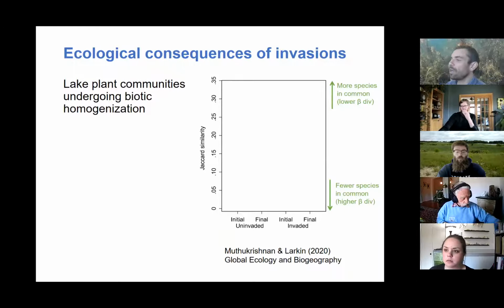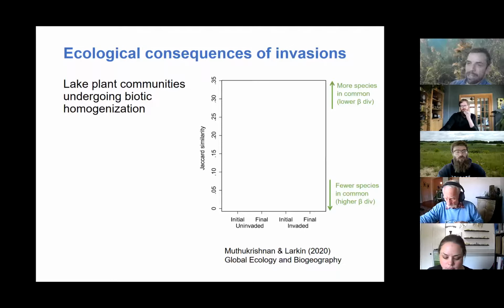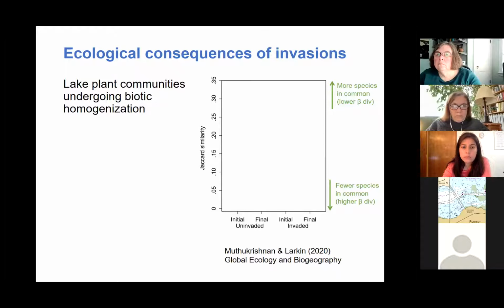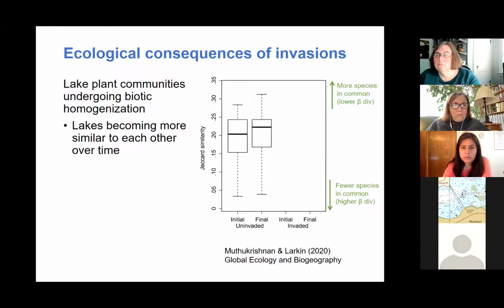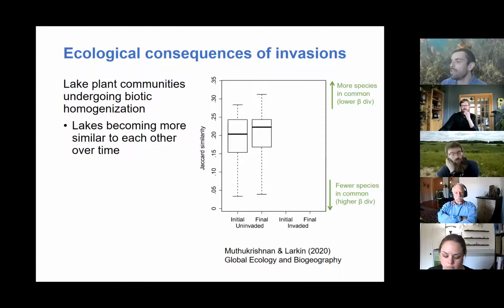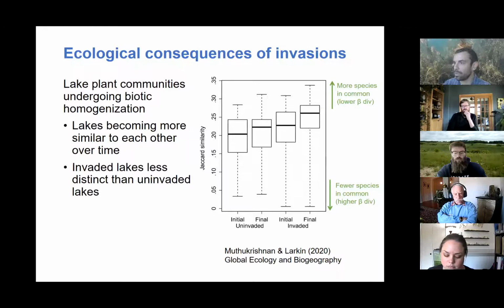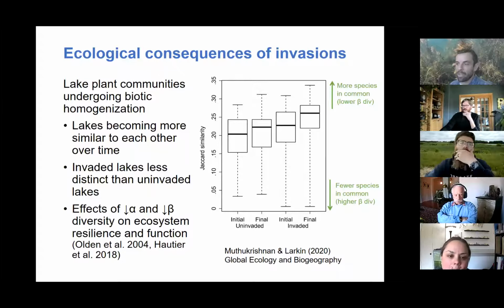So in this plot, I'm going to show these changes in similarity over time using the temporal data. And this is a measure of similarity in community composition. Where there are more species in common, you get higher values. That represents lower beta diversity. Fewer species in common would be lower values. So first off, lakes in general became more similar to each other over time. And this is showing the change for uninvaded lakes. And then this is really ramped up in invaded lakes, which are less distinctive and show a little bit more homogenization over time. Beyond caring about what's happening to the native plant communities, these changes in both alpha and beta diversity can have negative effects on ecosystem resilience and functioning.